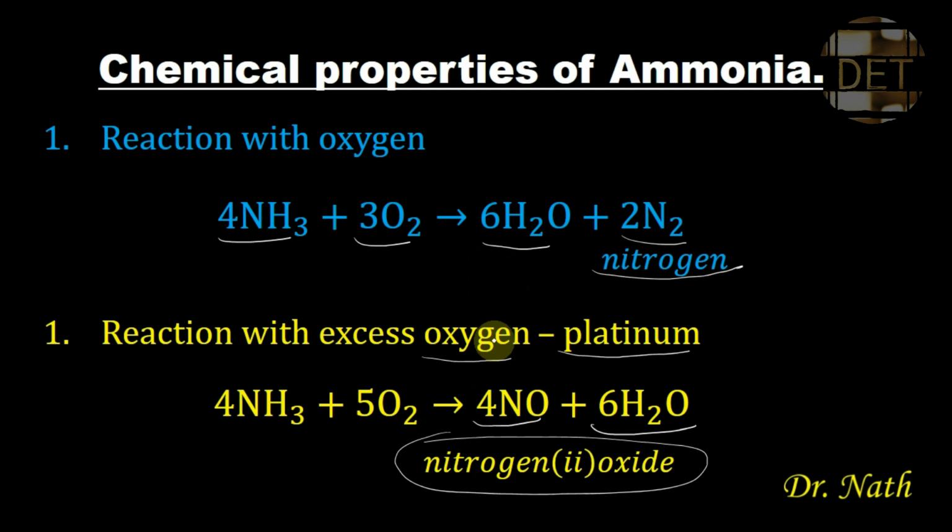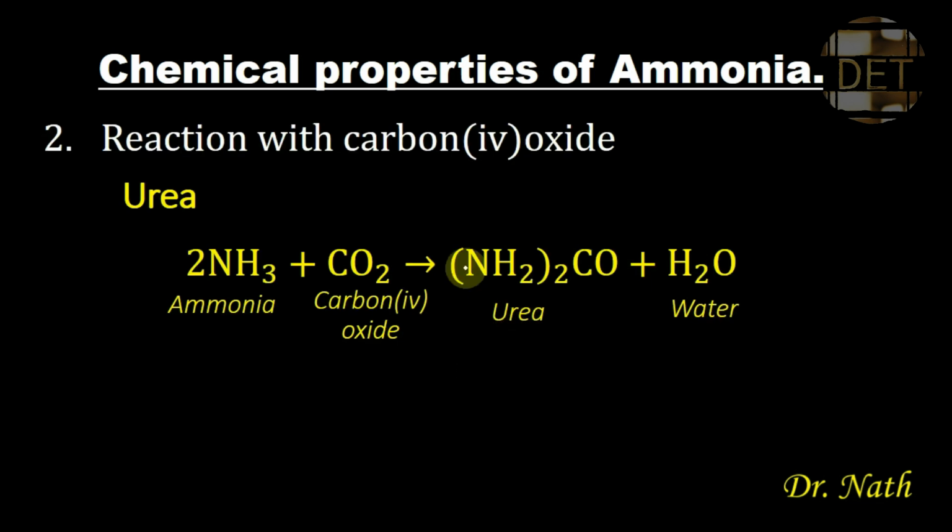So the next chemical property of ammonia we're going to look at is reaction with carbon 4 oxide. When ammonia reacts with carbon 4 oxide, very importantly, urea is formed. You must know this. This is ammonia reacting with carbon 4 oxide to form urea and water, and this is a very important organic product.